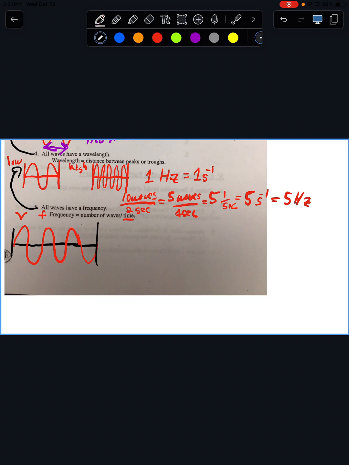How do you calculate the speed of a wave? Well, speed is equal to distance divided by time, right? Yes. S is speed. So how far did my wave travel? And in what time?